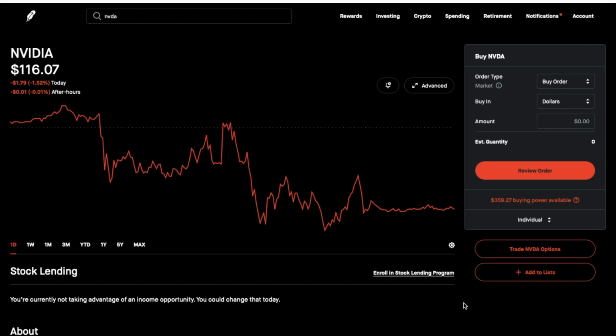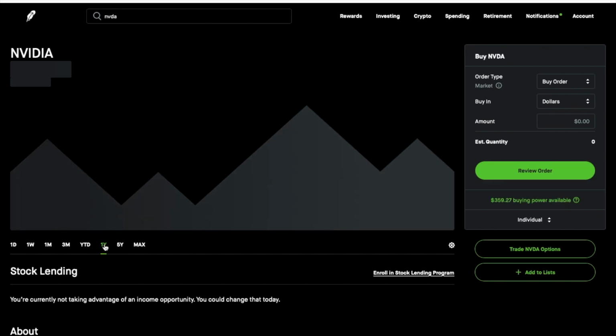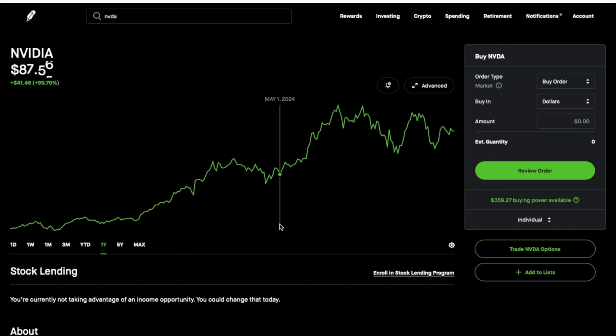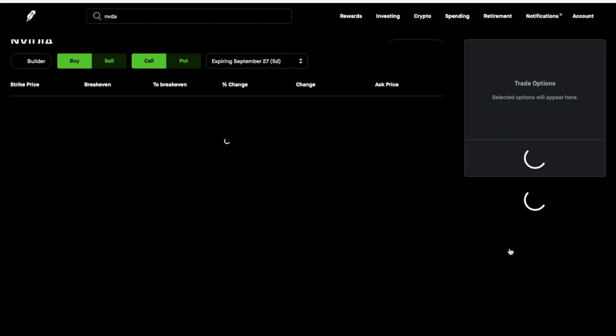NVIDIA right now, let's just look at a 1 year chart. You can see NVIDIA had gone up to about 136 back in June, and then it fell to about 103. Right now it's sitting at about 116. So I was taking a look at what strike I would want to hit this at. Let's go into trade NVDA options.